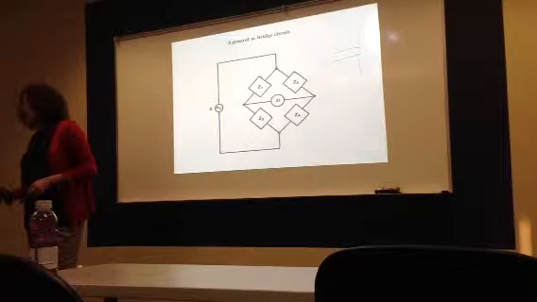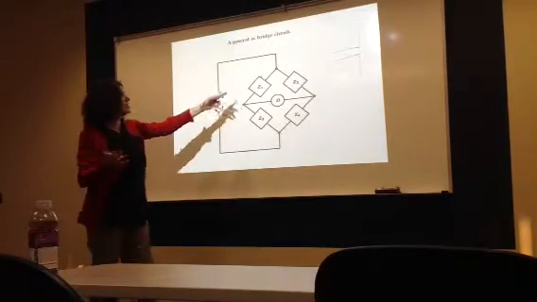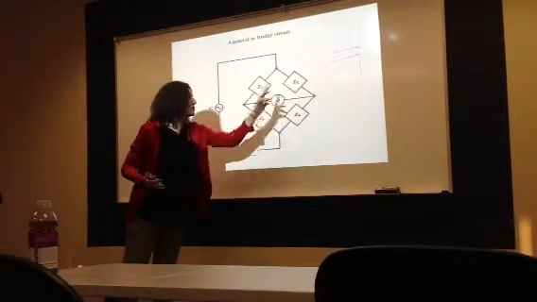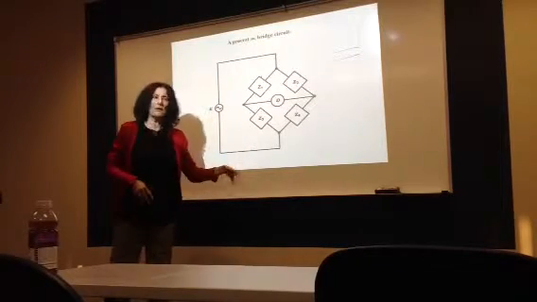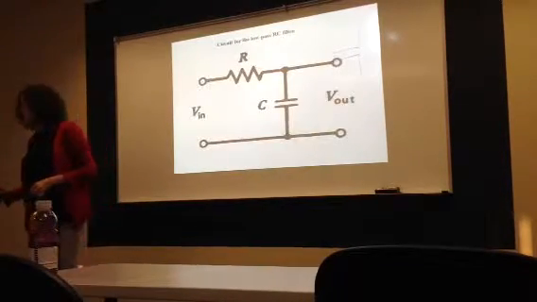Okay. We didn't do much about AC, but it works the same as DC. Z1 times Z4 equals Z2 times Z3 under balance, and it doesn't make any difference.